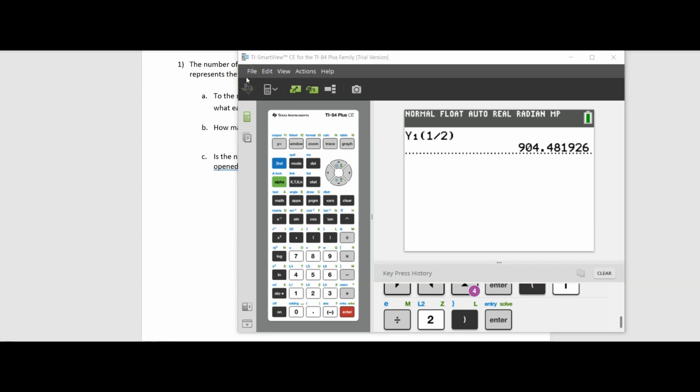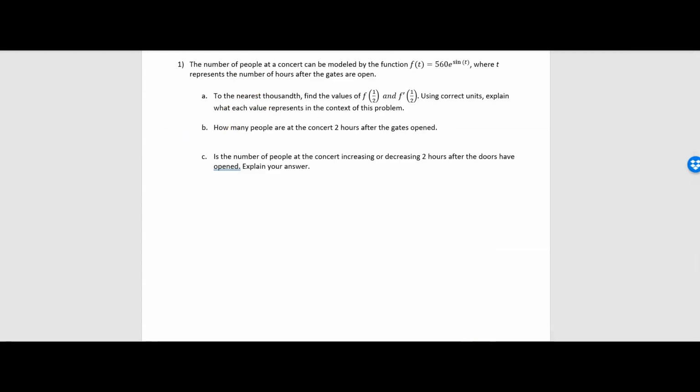Now again, you can round to the nearest thousandth, or you can truncate to the nearest thousandth, either one. I will round. So let's write this down, and then let's think about what it means. So f of 1/2 is approximately equal to 904.482. But this is a word problem, and units are important.